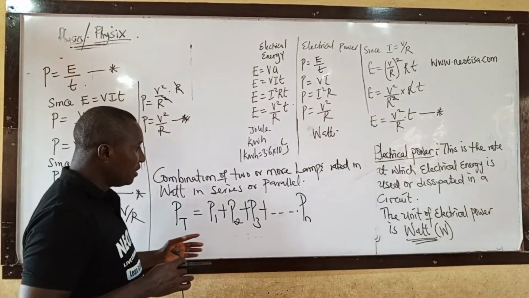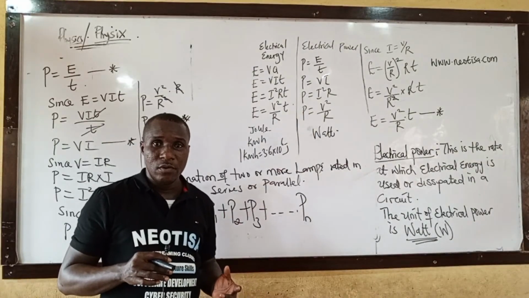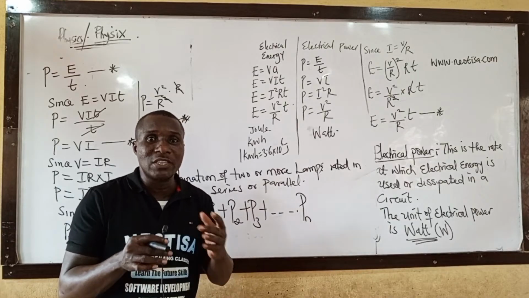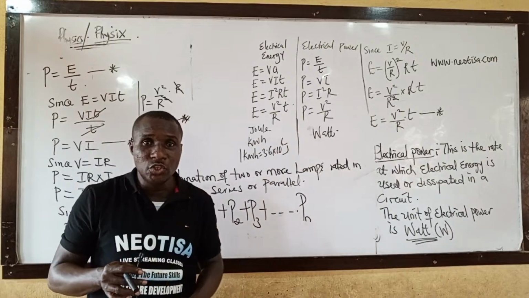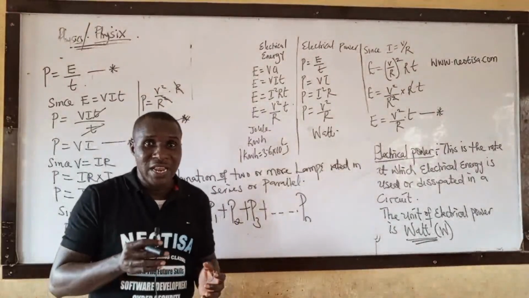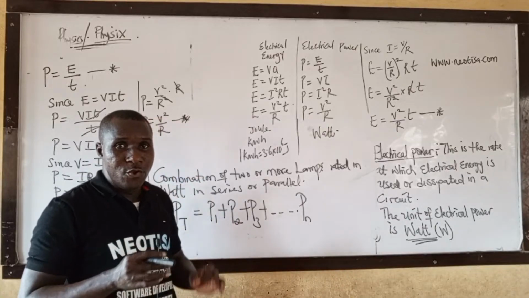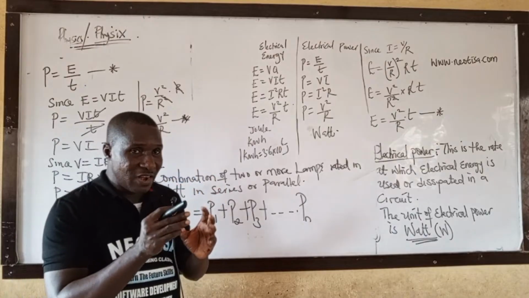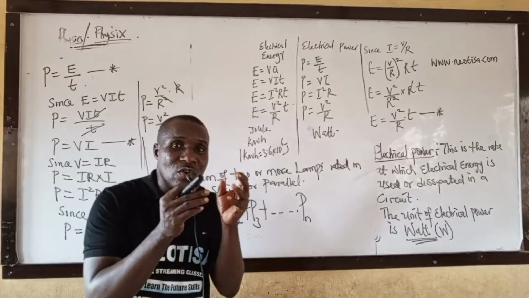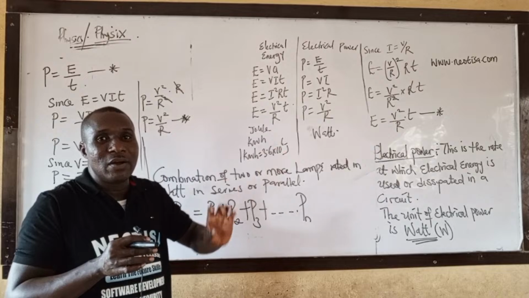That means, when you have 2 lamps of 60 watts connected in series, what is the total power? How many lamps? 2. Each of them 60 watts, connected in one series. What is the total power? That is 60 plus 60, which will give you 120 watts. When you have lamps connected in series or parallel, if you are asked to calculate the total power, just add their powers.